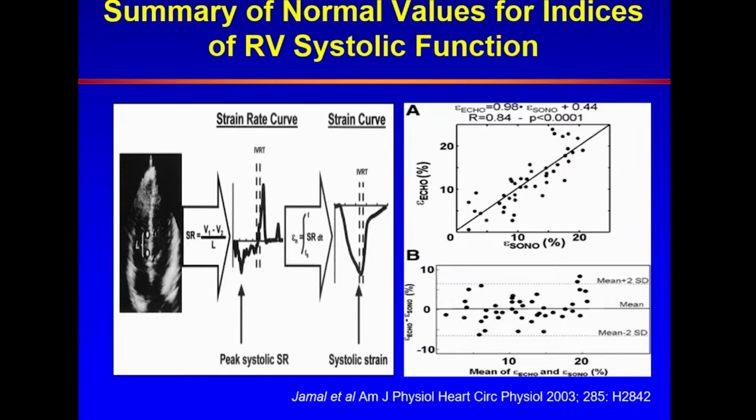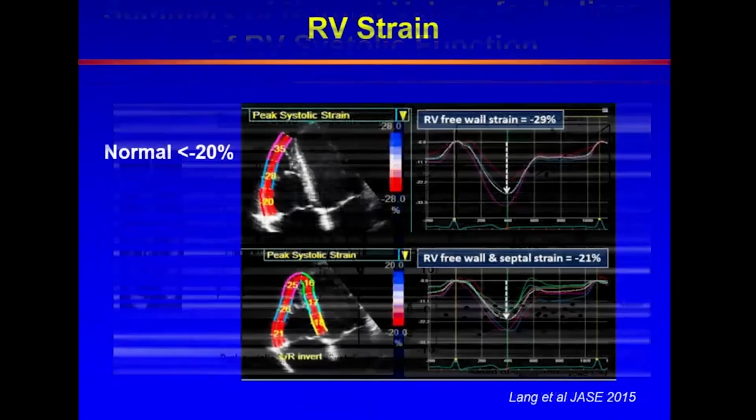It has been validated against strain obtained by sonomicrometry in animal studies, and you see here one of the good correlations. At first it was obtained by tissue Doppler, which is a bit more noisy, but has a very high temporal resolution and needs really high frame rates of like 150 frames per second. Now we rely on speckle tracking, and it is easily done. You can do segmental strain for each of the basal, mid, and apical segments, or you can do strain for the whole RV or just the RV free wall.